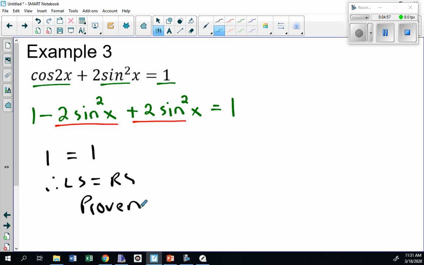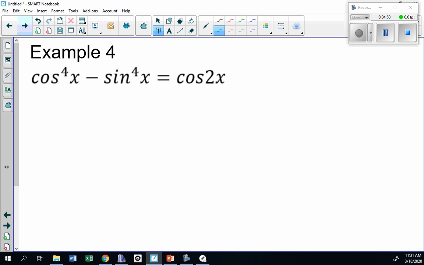Okay, increasing the difficulty level a little bit, or maybe more than a little. We have, again, prove that this is true for all permissible values. So I look at the right side, I see that's a double angle identity. Okay, we can deal with that if we wanted to. The left side is way worse though. We've got to this power of 4, power of 4. Well, there is no identities for that. So let's start simplifying this.